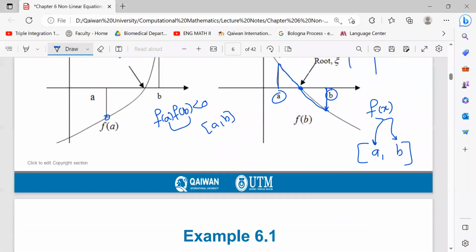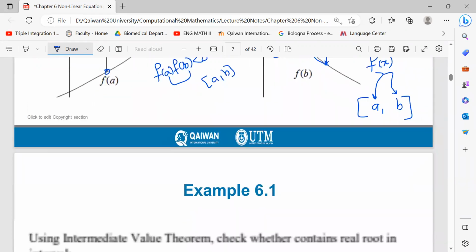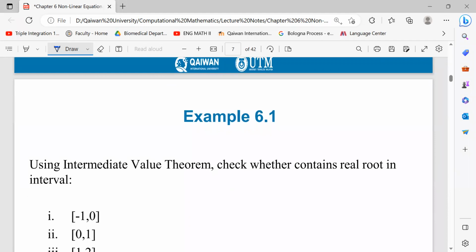Here, the intermediate value theorem says that if on an interval f of a times f of b is negative, that means if f of one of the endpoints is positive and f of the other endpoint is negative, their multiplication is negative. So it says between a and b, we must have at least a solution for the function. Okay? Look at this example.